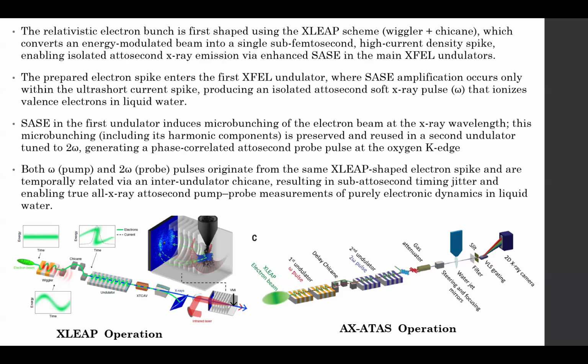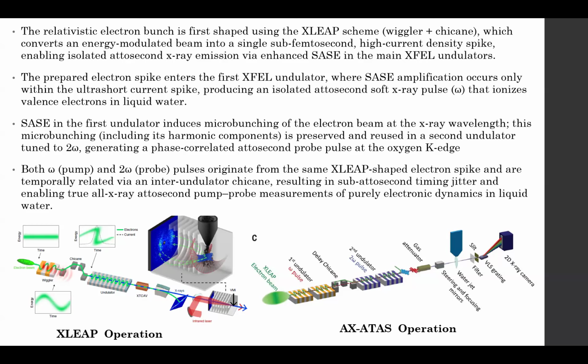What we're seeing is not exactly SASE. It's actually enhanced SASE, because we are sending in a very specially prepared beam. Due to that, we're seeing enhanced X-ray pulses being produced. The first undulator is tuned to omega, so you get omega X-ray attosecond pulses out of the first undulator. Some of it goes straight through, and some part of it goes to the delay chicane.